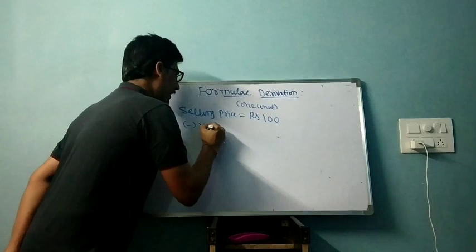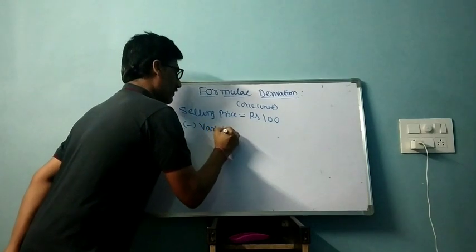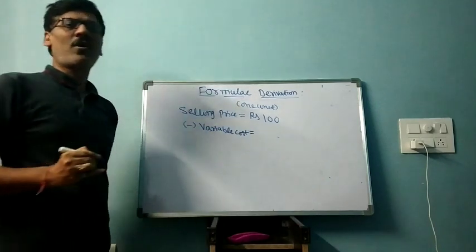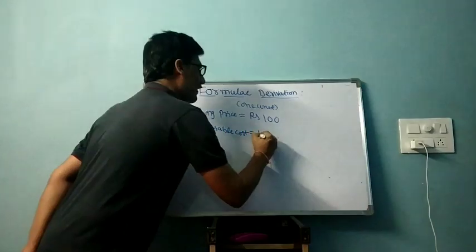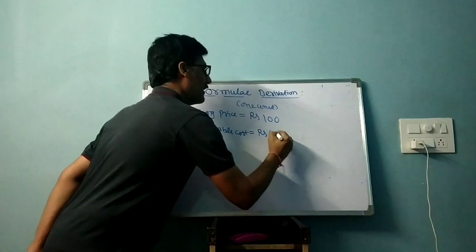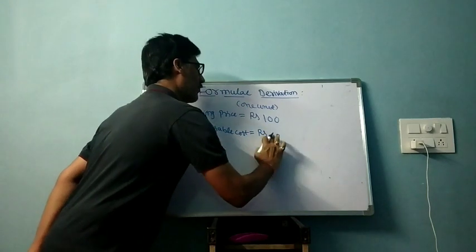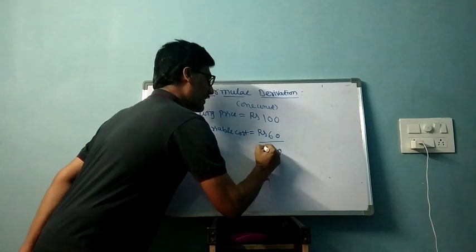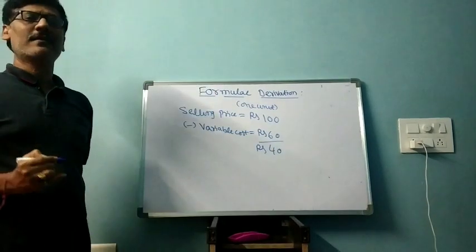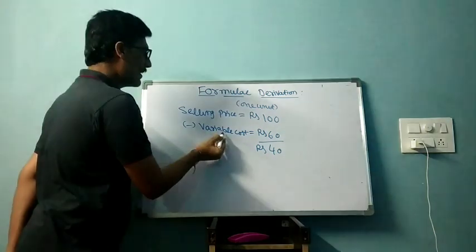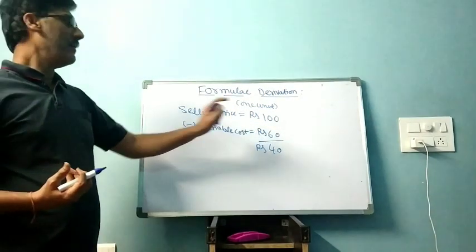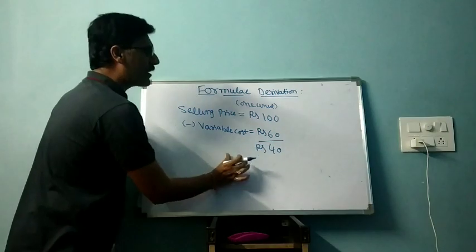Let us assume that the manufacturing cost or variable cost. Variable cost means that raw material cost, labor cost, all those come under variable cost. Let us assume that it is 60 rupees. So the amount we are getting is not a profit. We cannot call it a profit. The reason is we have deducted only a part of the total cost from the selling price. So whatever the amount you are getting is not a profit.